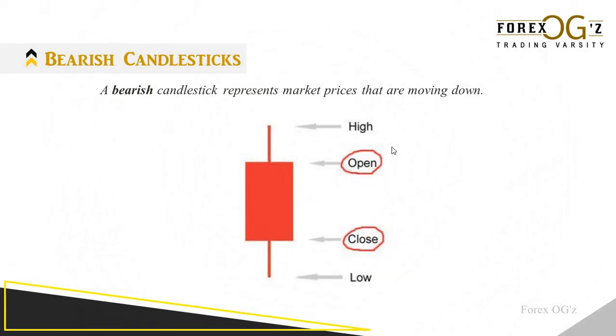This is what a bearish candlestick looks like, and it represents market prices that are moving down or moving lower. We have our open, our close, our high, and our low. So we did say that our high is the highest point that the market traded to, our low is the lowest point that the market traded to. We have our opening price right there, and notice that in the case of a bearish candlestick, we have our close below our opening price.